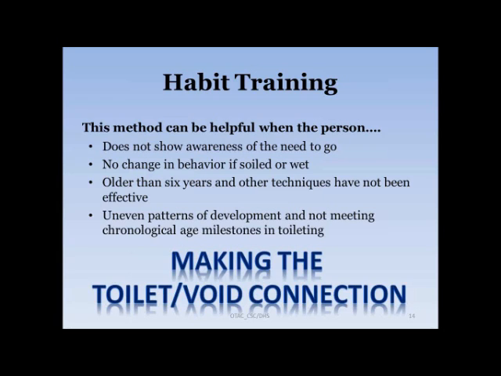So these are the areas where habit training is the most helpful. If the person is not showing awareness of when they need to go, or they are not bothered by wet or soiled clothes or undergarments. If the person is over the age of 6 and you've tried everything and nothing else seems to be working. And if the person has uneven patterns of development, so the person can dress themselves and make a grilled cheese sandwich, but they're still not able to use the toilet independently. They just need a little bit of a boost in developing the habit of going to the bathroom.